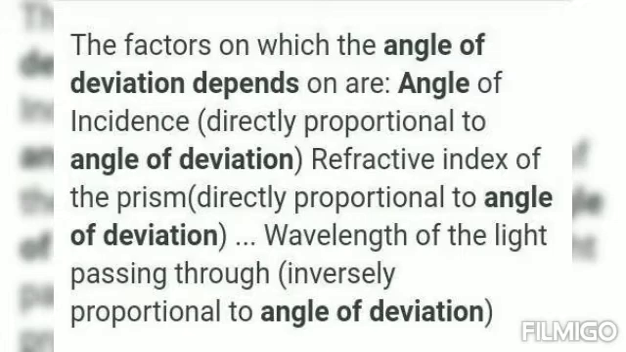Wavelength of the light passing through is inversely proportional to the angle of deviation. It means if the wavelength of the light incident on the prism is more, the angle of deviation will be less. The other factors are directly proportional. So always remember how the angle of deviation depends on these factors.